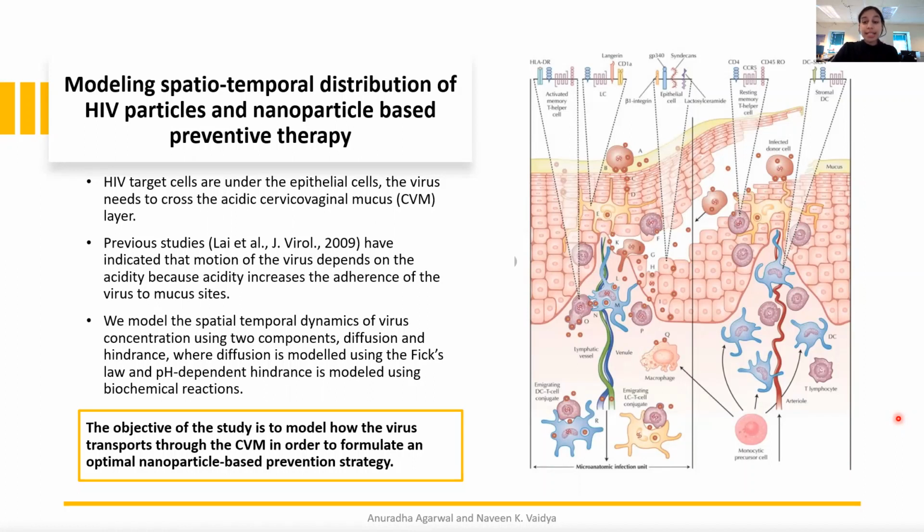With no cure for this disease that attacks the human body's immune system, there is potential development of microbicides and nanoparticles which help prevent the disease spread. Since the HIV target cells are under the epithelial cells, the virus needs to cross the acidic cervicovaginal mucus, that is the CVM layer, which acts as a barrier for the virus to move freely. The transport through the mucus allows us more time to intervene through drug-filled nanoparticles.